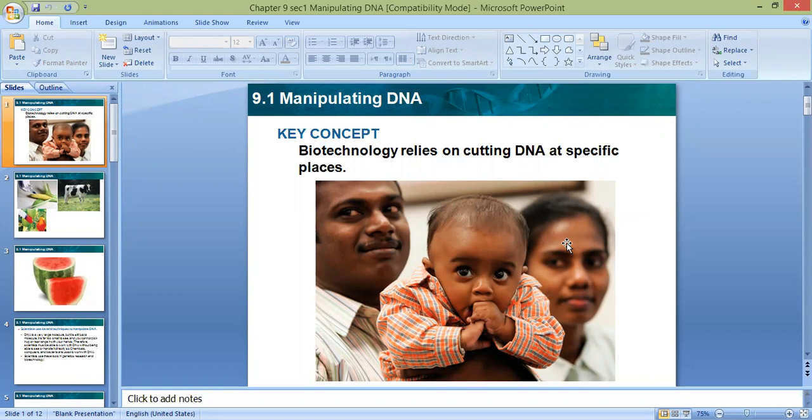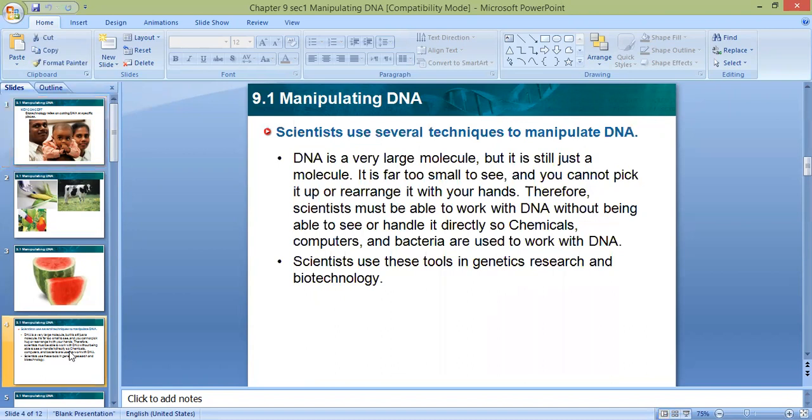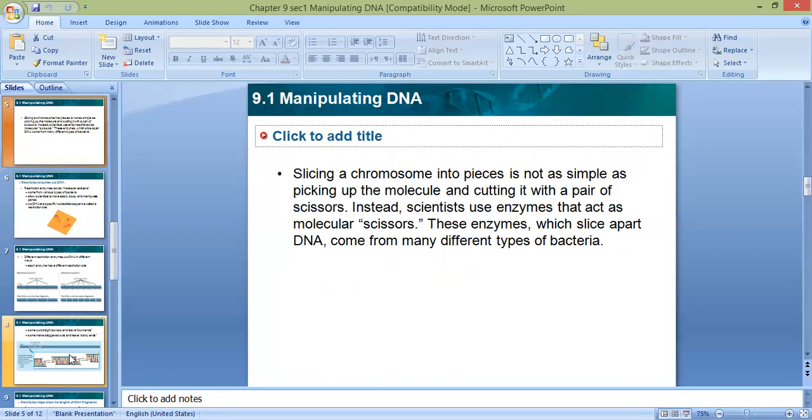As we learned, biotechnology relies on cutting DNA at its bases, and scientists use several techniques to manipulate the DNA because DNA is a very large molecule, but it's still a molecule. It is far too small to see, so you cannot pick it up with your hand. So scientists can work with the DNA without being able to see or handle it by using chemicals, by using computers, and bacteria are a very important part of manipulating the DNA.